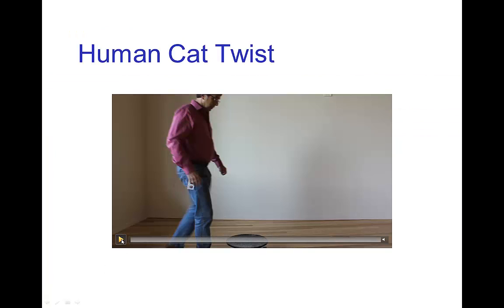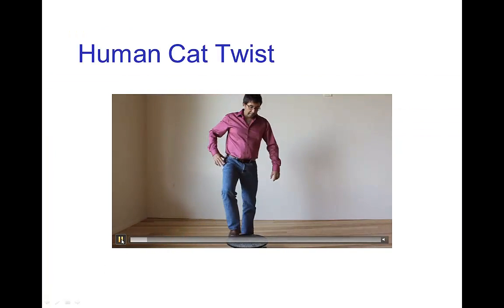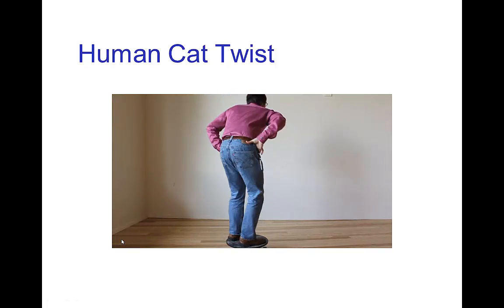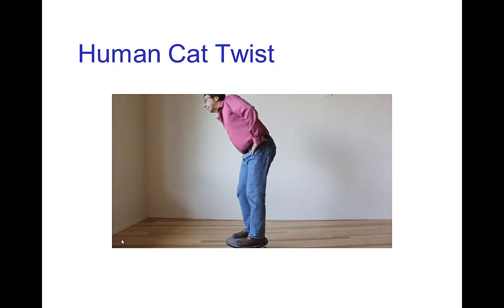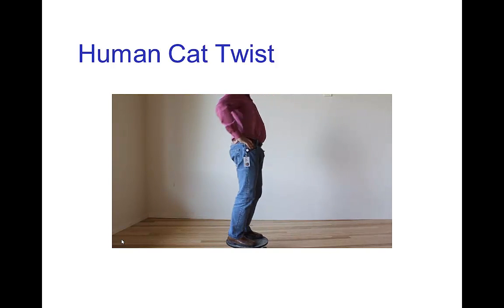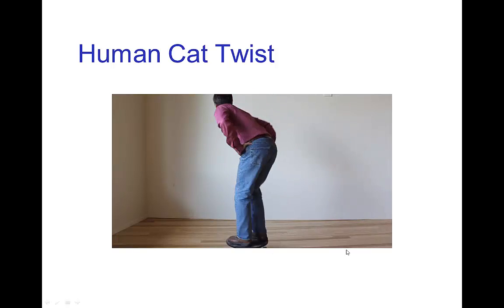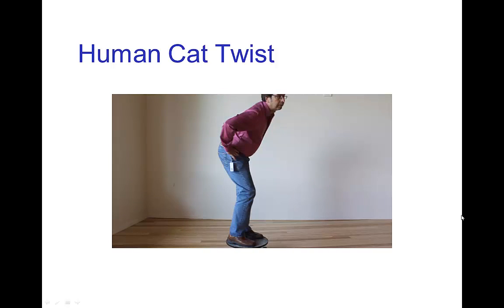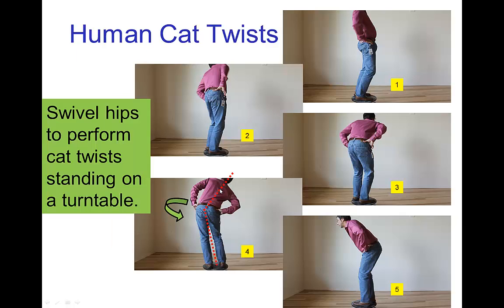Now here, I'll show you a similar thing using a rotating platform. I'm not nearly as agile as a cat, so it's not as easy for me to accomplish the same thing. But there you see the rotation. So I angle the body, rotate the upper and lower halves in that direction, and the whole body rotates.